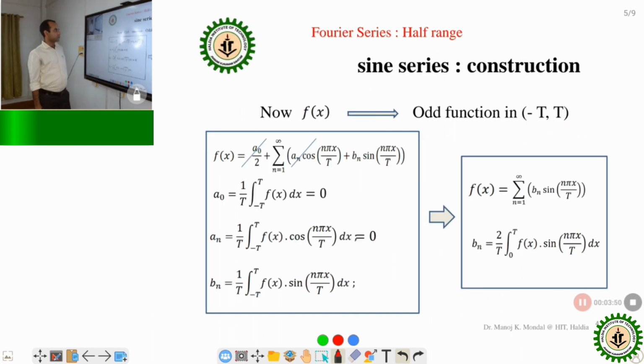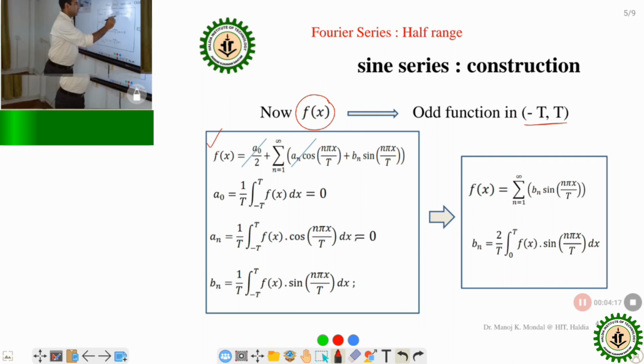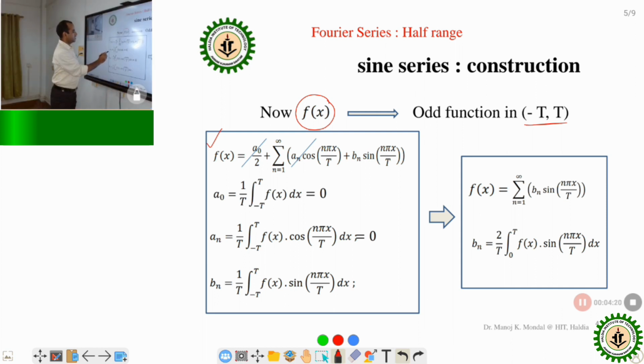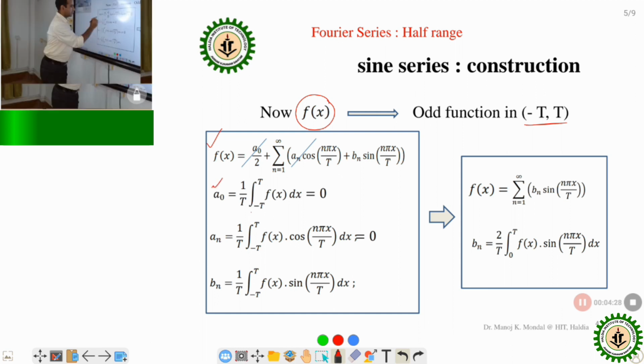And next, what will be the values of the coefficients? For this construction, now in our hand the function f(x), which was defined on the interval 0 to t, is now defined on the interval minus t to plus t, and it is an odd function. Now this is our Fourier series, the full range Fourier series. In it, we know the definition is a0 = (1/t) ∫ from -t to t of f(x) dx.